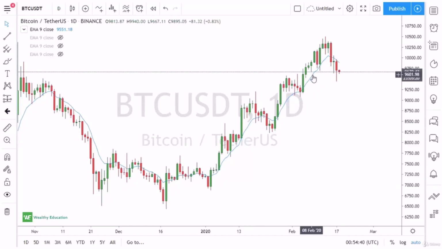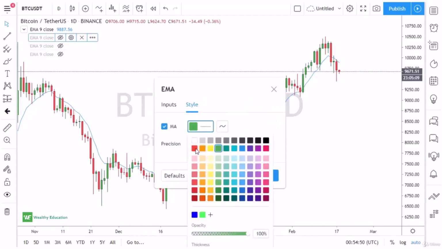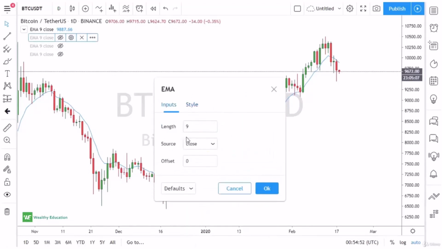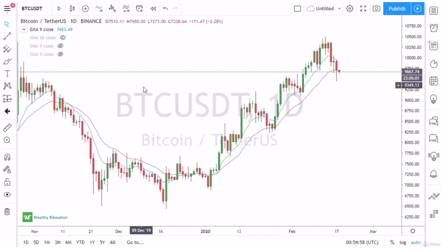You can also put other moving averages on. So, for example, let's go to this next one. Click Settings. Change the color to red, to make it a little bit easier to see. Inputs will change to 20. So this would measure the last 20 candlesticks. It's a little slower, and therefore it gives you a little bit of a longer term outlook.